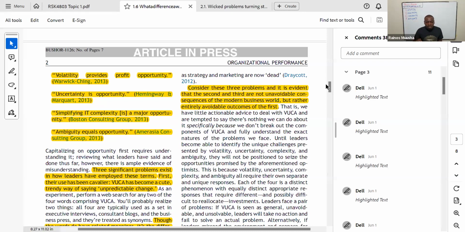whenever you're answering a question or going through a particular article for RSK4803, the question you should always ask yourself is, what is the goal of the firm? The goal of the firm is to maximize shareholders' wealth. So if the goal of the firm is to maximize shareholders' wealth, what does that mean? It basically means that to maximize shareholders' wealth, we need to maximize the share price.